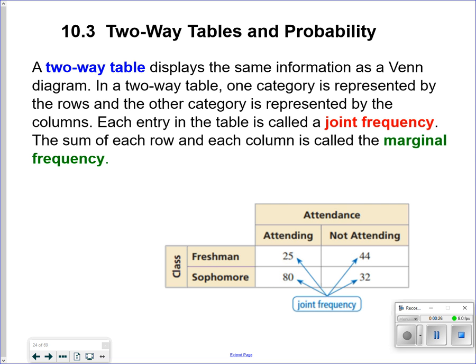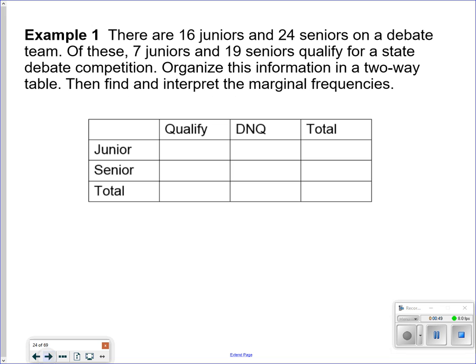So when you're actually putting the data in, in this case, freshmen attending or freshmen not attending, and then the next class, sophomores attending and sophomores not attending. When you start adding these up, like how many attended, how many did not attend, how many freshmen, how many sophomores, when you start adding up each one of those columns, those are referred to as marginal frequencies.